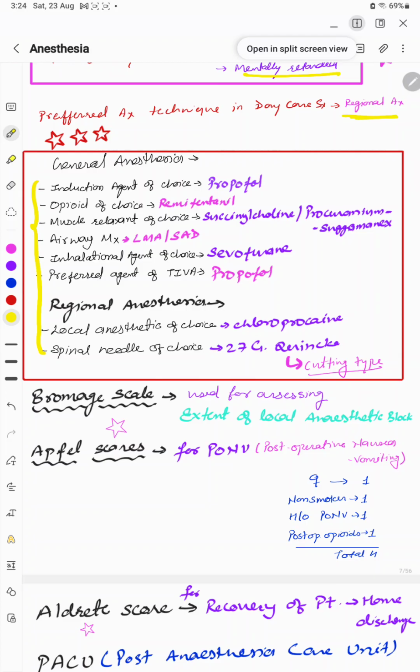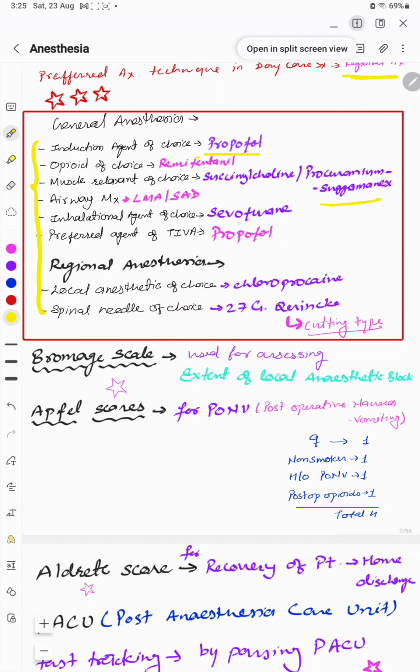For general anesthesia, the induction agent of choice during daycare surgery is propofol, then the opioid of choice is remifentanil. You need to remember remifentanil. This is an important opioid. For the muscle relaxant of choice, succinylcholine or rocuronium with sugammadex. You need to remember this. Airway management, LMA or SAD. Okay, and the inhalational agent of choice is sevoflurane, and the preferred agent for TIVA, total intravenous anesthesia, is propofol. These are all exam questions you need to remember.